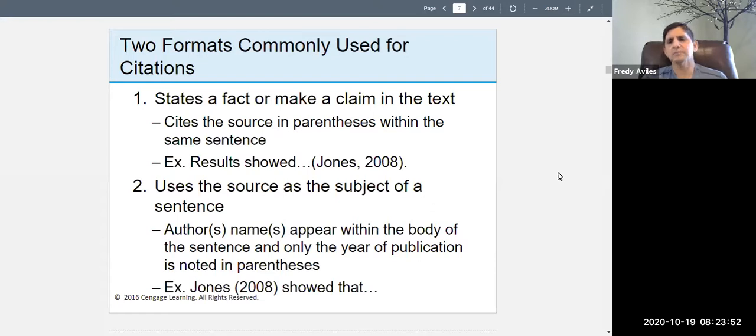And you can also give credit to the author up front. You can use the source, that is the author, as the subject of the sentence. Here the author's name appears within the body of the sentence, and only the year of publication is in parentheses. So you can do it up front: Jones (2008) showed that, and then whatever they said. You can give them credit at the end or give them credit up front. If you give them credit at the end, that means you make some statement, and by the way, you write this in your own words. Or if you just refer to the authors, the author said this, then you indicate the authors up front.